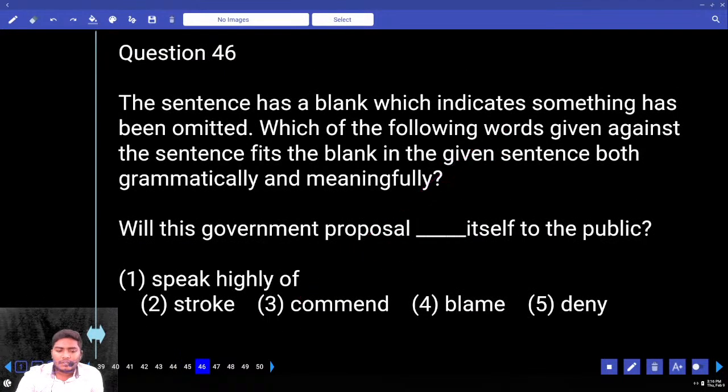Move to 46. Will this government proposal dash itself to the public? What do you need in the blank? Parts of speech.